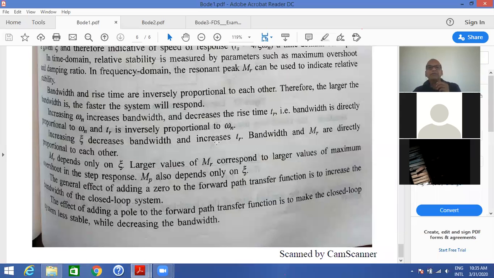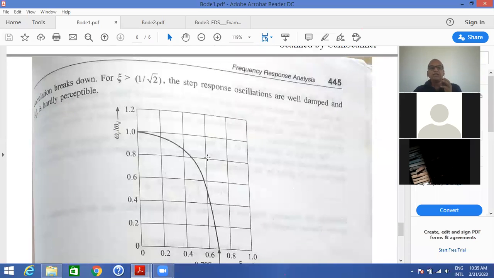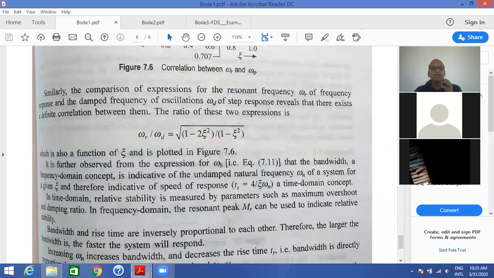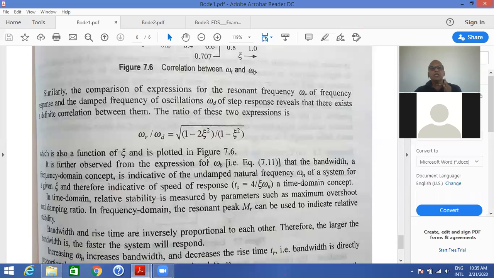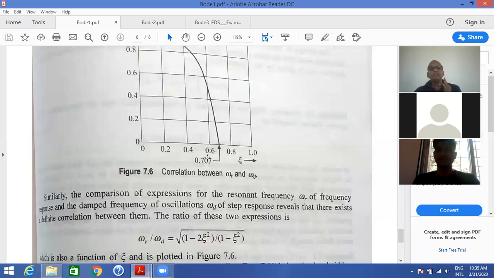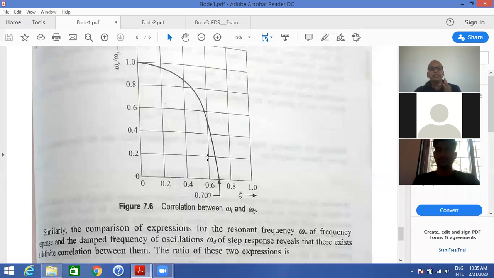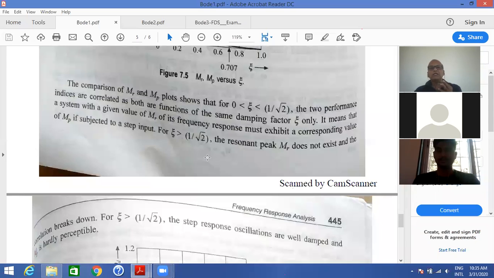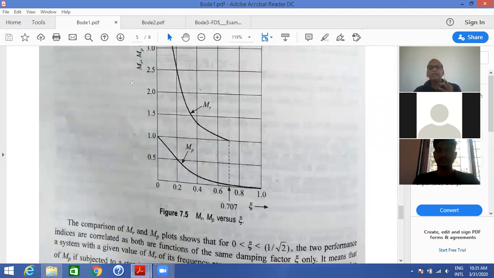Here, this is the correlationship. Similarly, it is possible to obtain the relationship between the MR and the MP. MR is nothing but the resonant peak, MP is nothing but the peak overshoot, and then take the ratios, we will get the relationship. And this is about the first bit, that is a correlation between the time and the frequency.